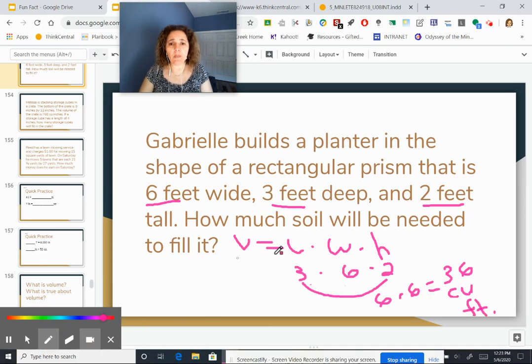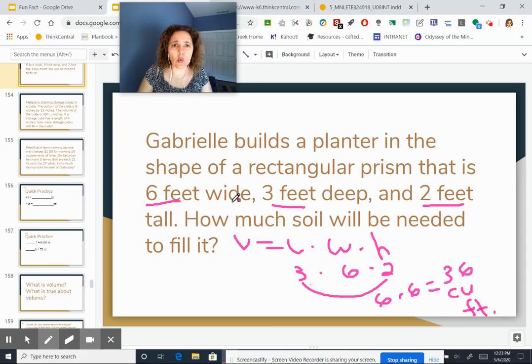Okay, so I did volume equals length times width times height. Now this one's kind of tricky because they don't directly tell us a length, okay? But I know it says 6 feet wide, so I put that under my width. 3 feet deep, maybe they're talking about my length. And 2 feet tall, so I put under my height. So really, it doesn't really matter. They're just using the words a little bit different, but it means the same thing.